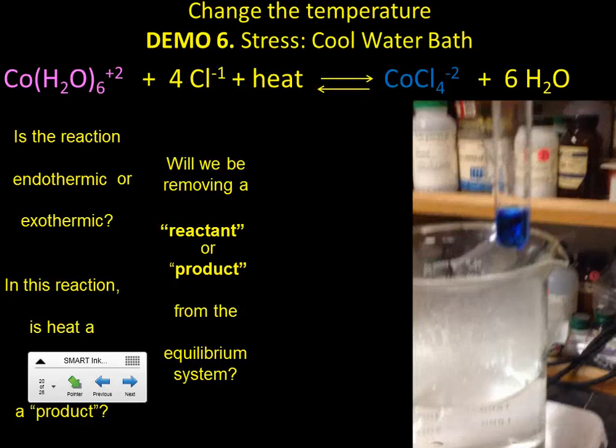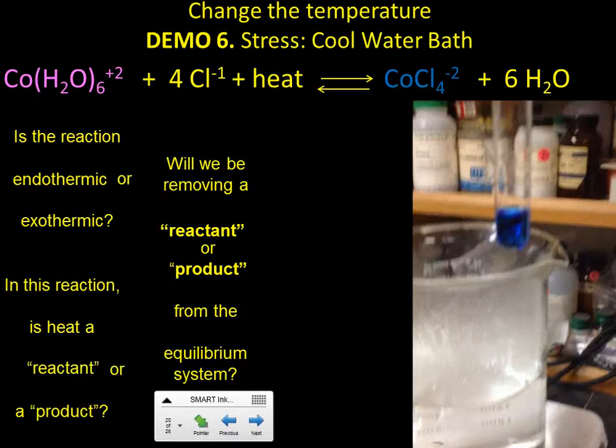Well, let's go ahead and take that equilibrium that just came out of the hot water bath, and put it into a cool water bath. So now we are changing the temperature. The stress is now a cool water bath, and we ask ourselves to look at this equation again. Is this reaction endothermic or exothermic? Well, it's the same equation, so it's going to continue to be endothermic. We see the heat term on the left side, so that means it's endothermic, which means that we're going to treat heat as if it were a reactant.